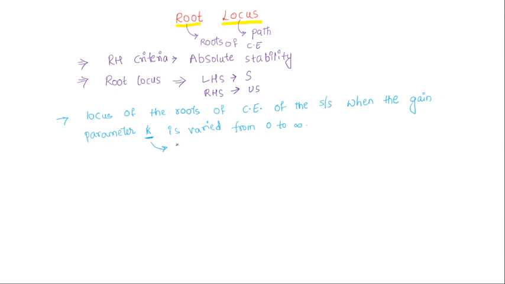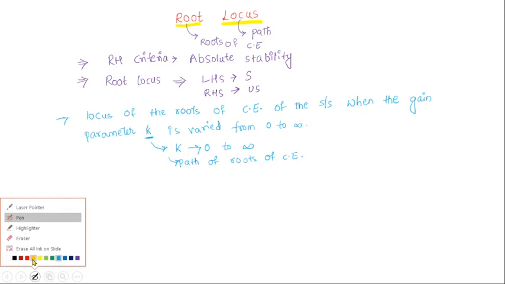So we have to vary the k value from 0 to infinity, and we have to sketch the path of the closed loop poles. Closed loop poles are nothing but roots of characteristic equation. So by varying the k value from 0 to infinity, if you draw the path of roots of characteristic equation, then it will become the root locus of the system.